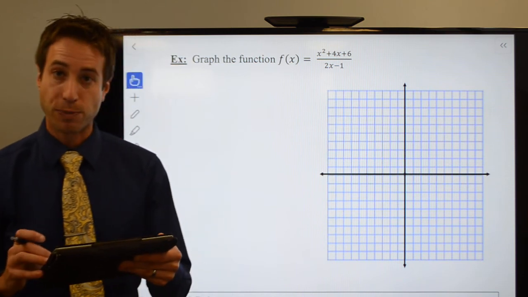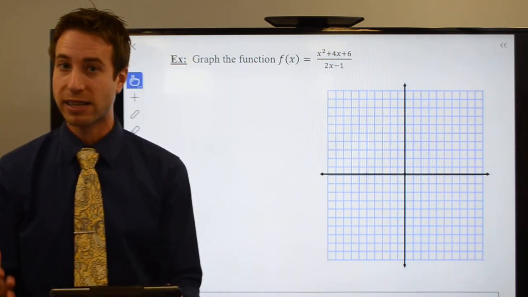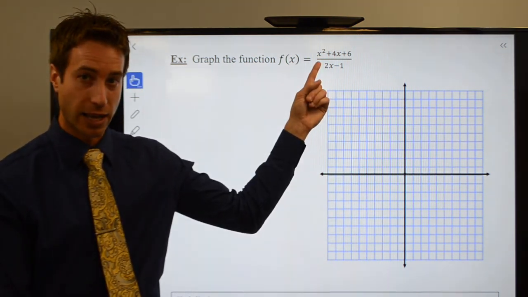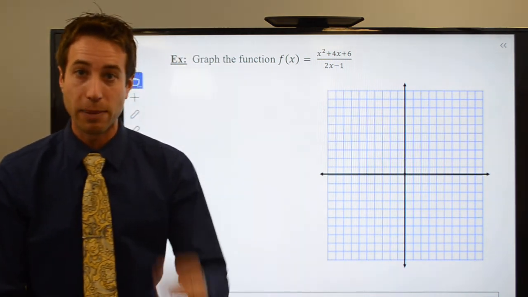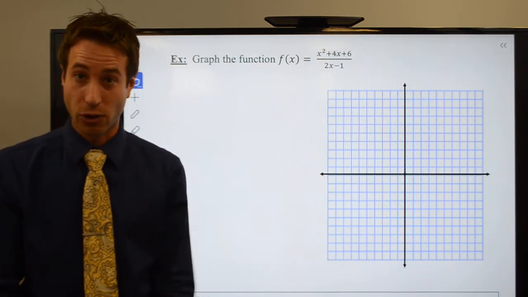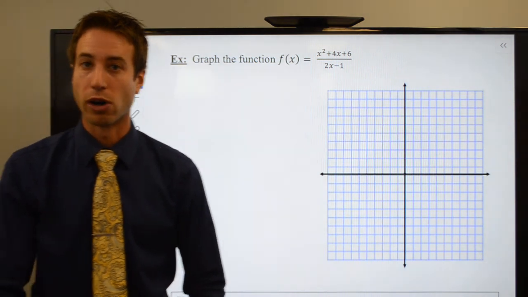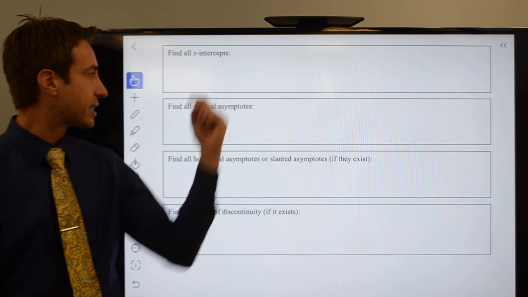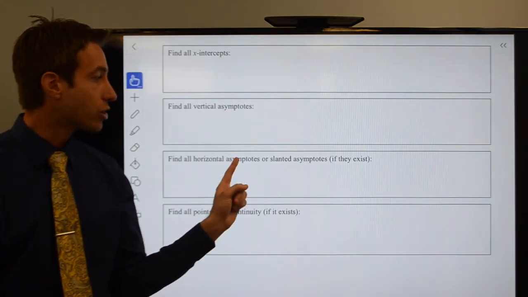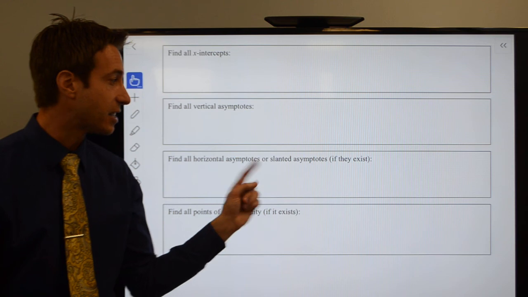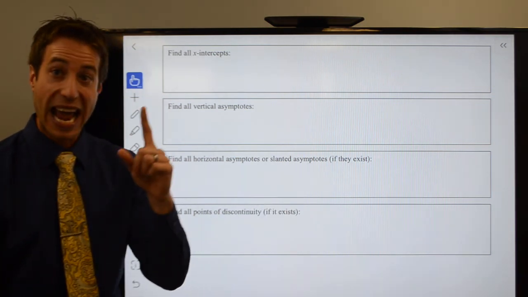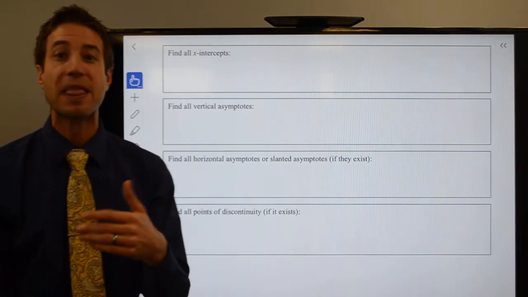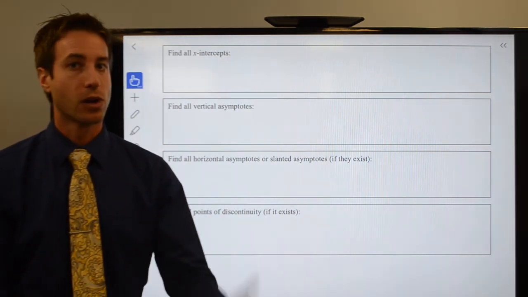As always, it's a free response question, which means it is your work that's worth points, not necessarily your final answer. If you throw this in a graphing calculator and then just sketch it out on the coordinate plane I've given you, you're not going to get any credit. I need to see the work. And I've given you a roadmap, right? So here it is. I want the x-intercepts, the vertical asymptotes, and horizontal asymptotes, if they exist. If they don't, give me the slanted asymptote. And in addition to that, find the points of discontinuity, if there are any.